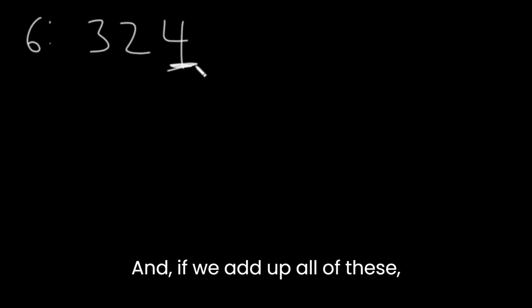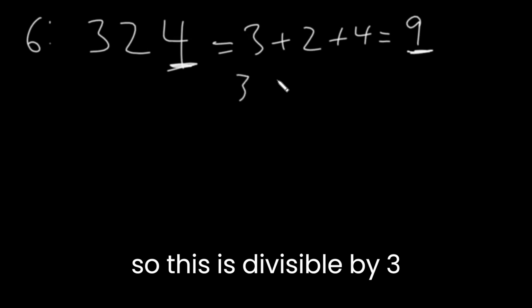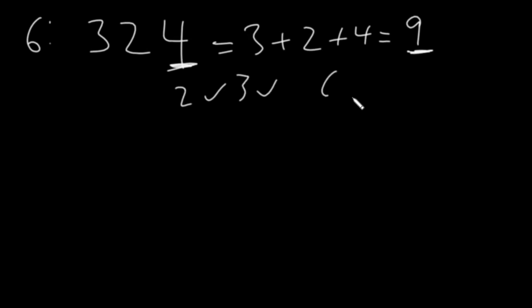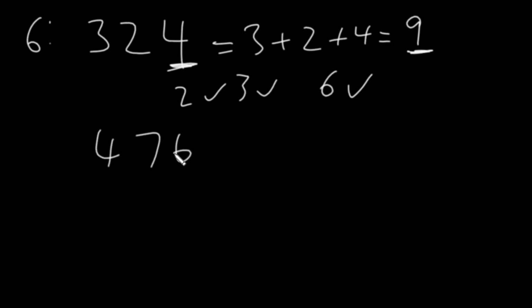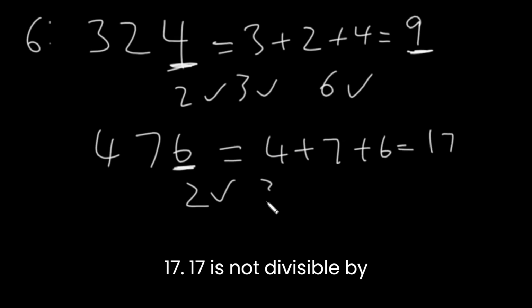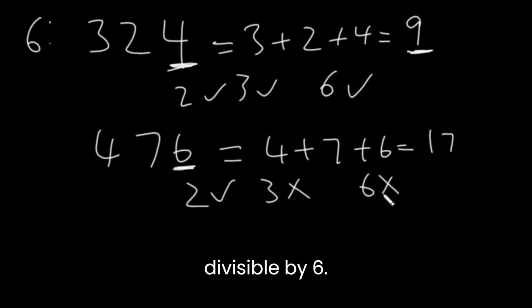The last digit is a 4, so this is divisible by 2. And if we add up all of these, we'll get 3 plus 2 plus 4, which is 9. So this is divisible by 3, and it's divisible by 2, so it's divisible by 6. Let's say we have 476. The last digit is a 6, so it's divisible by 2. And when we add all of them up, we get 17. 17 is not divisible by 3, so the number is not divisible by 6.